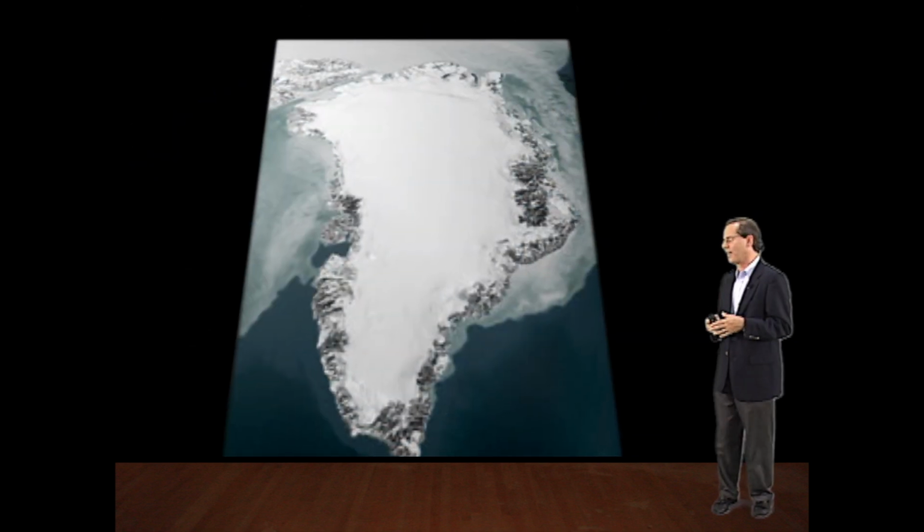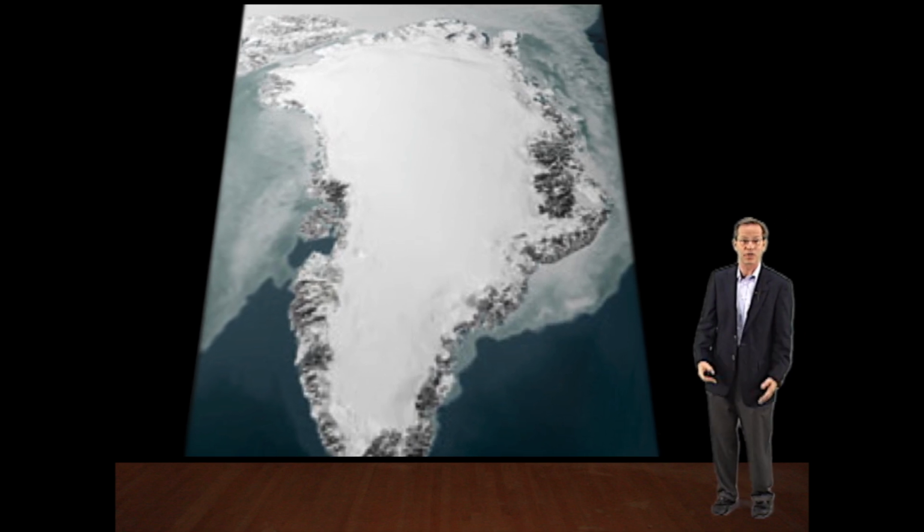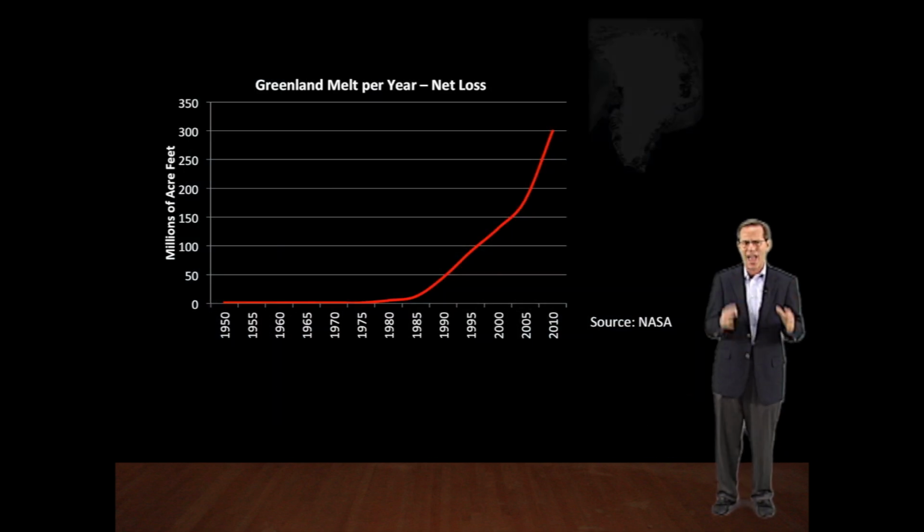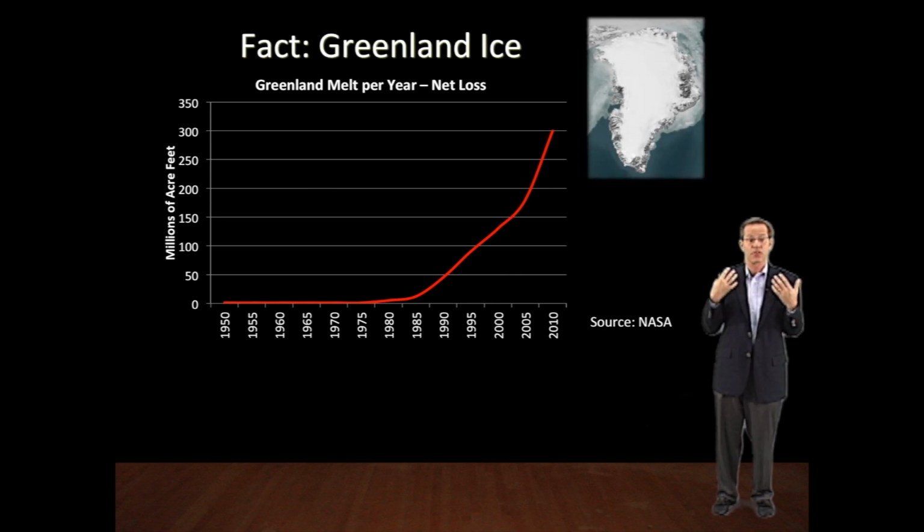Well, let's talk about Greenland. Everyone talks about Greenland. You hear a lot about Greenland. And yes, there's a lot of ice. But more than that, let's look at the actual melt per year, because there has been a net loss every year since about 1980 of ice melting in Greenland.